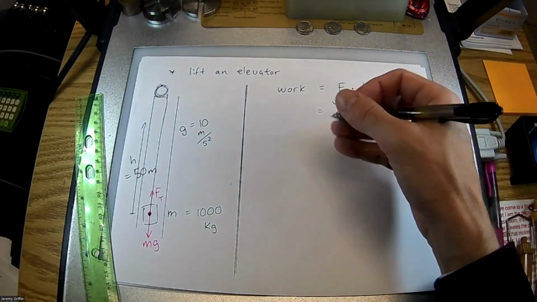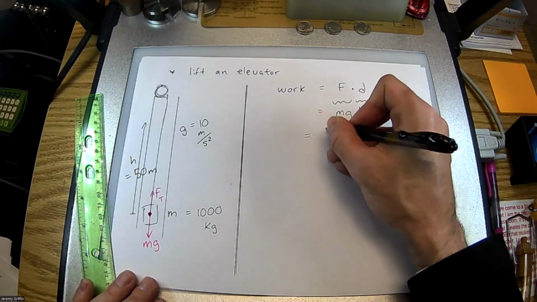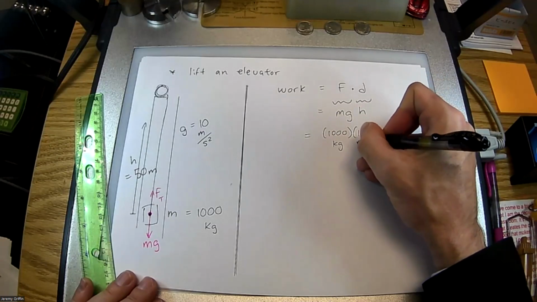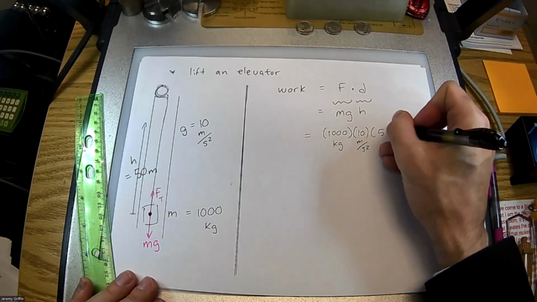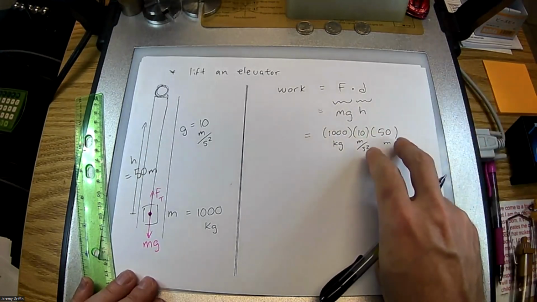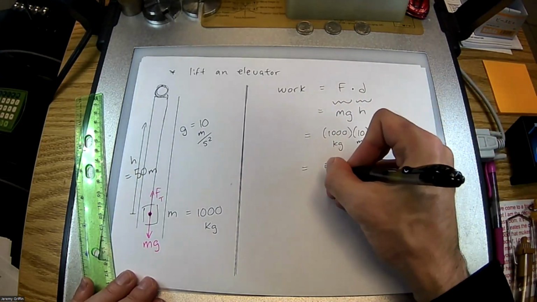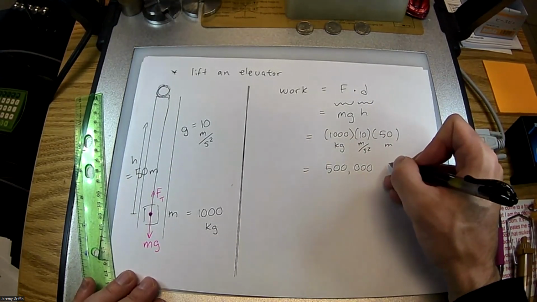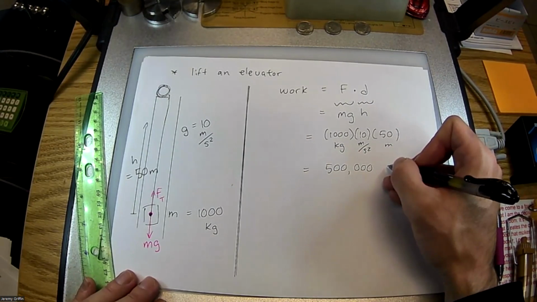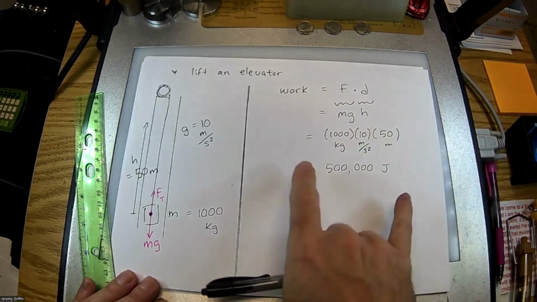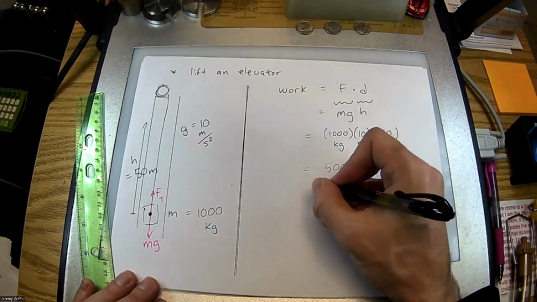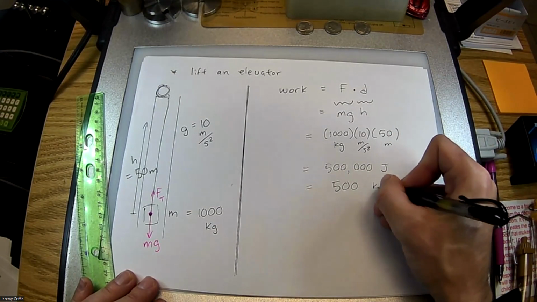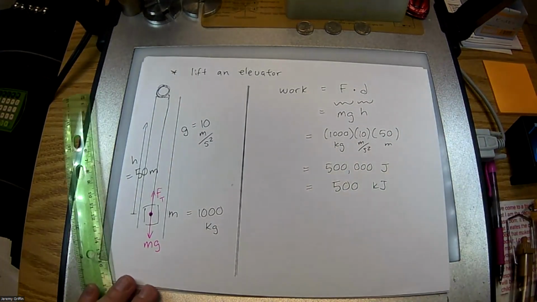All right, so let's put some numbers in. The mass of the elevator I called 1,000 kilograms. The gravity field I called 10 meters per second squared, and we're lifting this thing 50 meters. So bam, bam, bam. It's 500,000. Guys, what's the unit? That's 500,000 what? Joules, because it's work, energy, measured in joules. Or could you call that 500 what? Kilojoules, 500 kilojoules. You could do that.